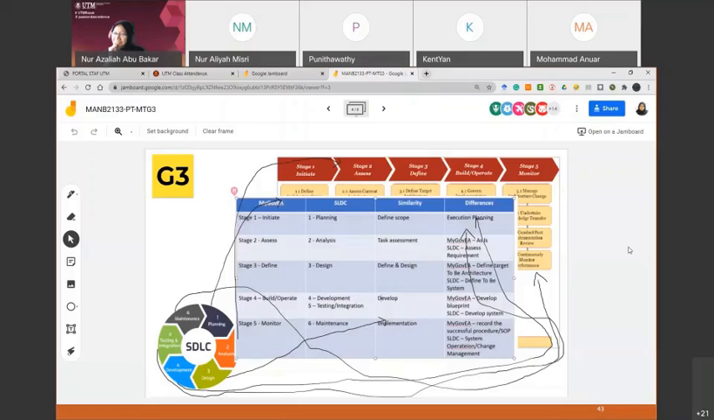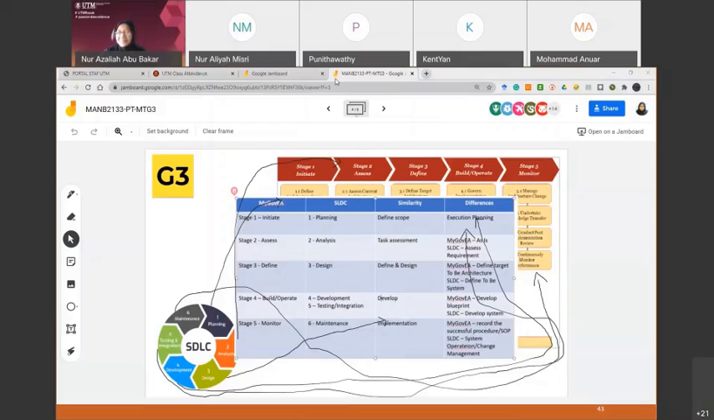The mapping would be: stage 1, initiate, maps to planning; stage 2, assess, to analysis; stage 3, define, to design; and stage 4, build and operate, to development, testing and integration in SDLC. Stage 5 would be monitor and maintenance, right? So I will call Shariza to explain further on the similarities and differences.